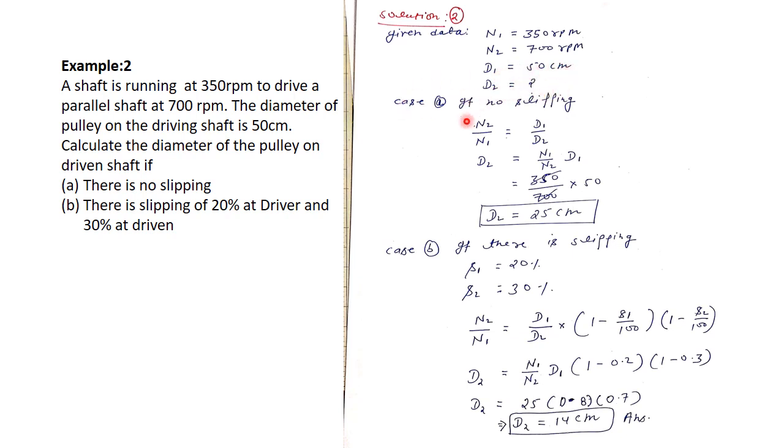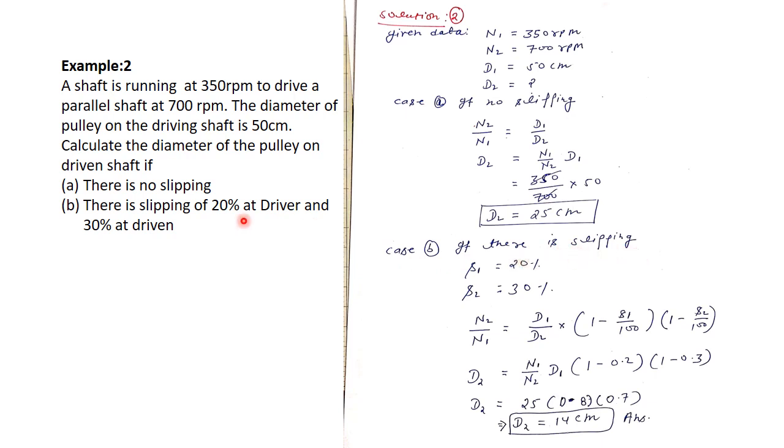For case A, if there is no slipping, we have the simple formula, n2 by n1 equals d1 by d2. So d2 equals n1 by n2 into d1, and d2 can be easily found to be 25 centimeter.